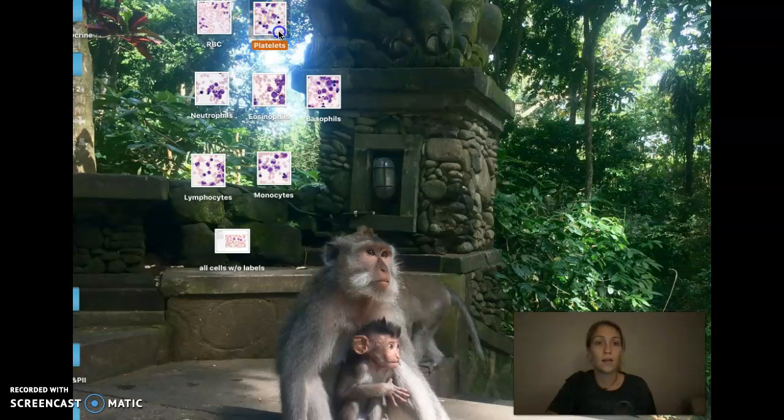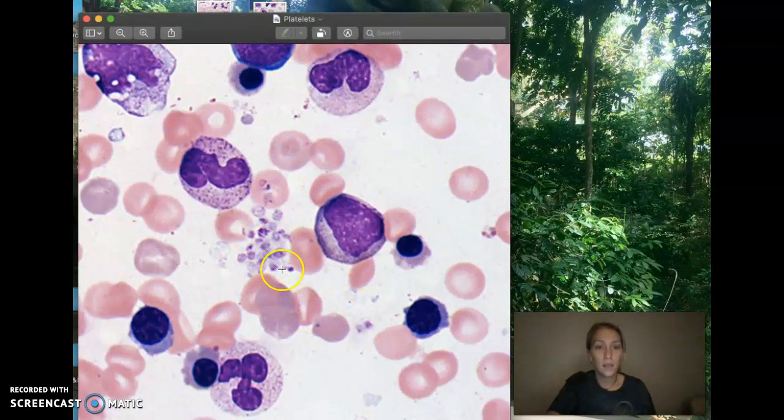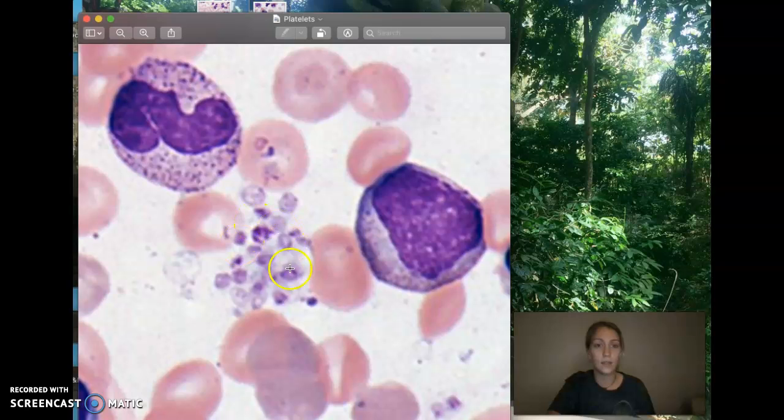Next, there are these platelets here. Zooming in, these are cell fragments. The platelets come from megakaryocytes, and thrombopoietin breaks off cell fragments from these megakaryocytes. That's what causes this shape, if you will. The platelets are the only ones that look like cell fragments.